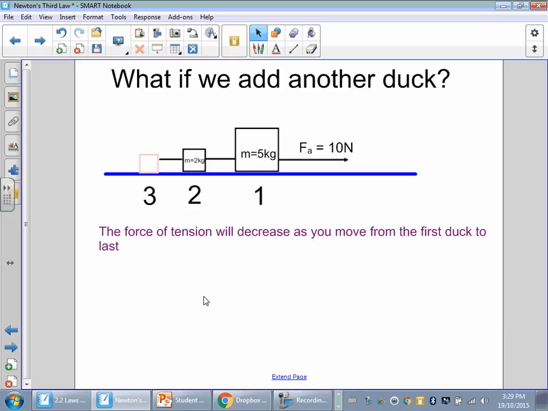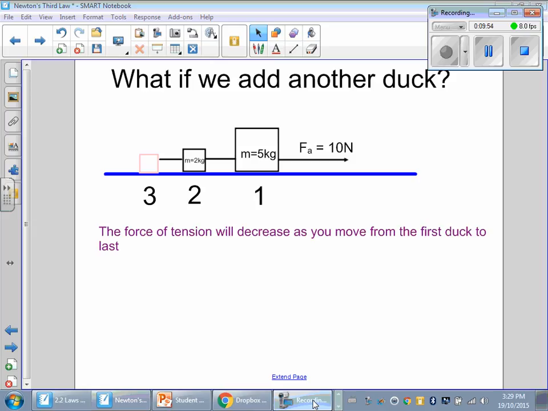We will do some practice problems tomorrow, and we'll do a practice problem from a multiple object perspective.